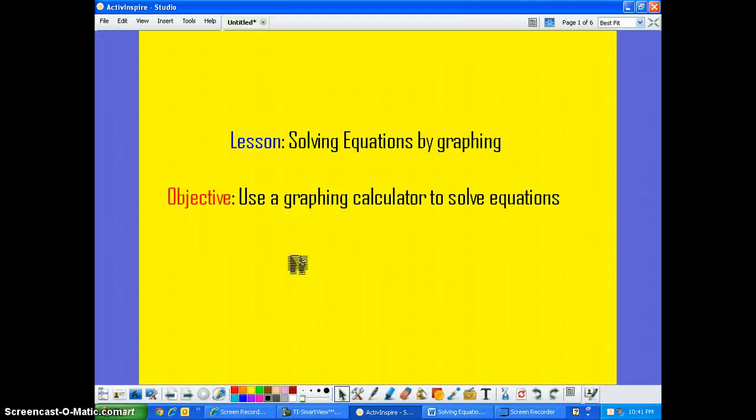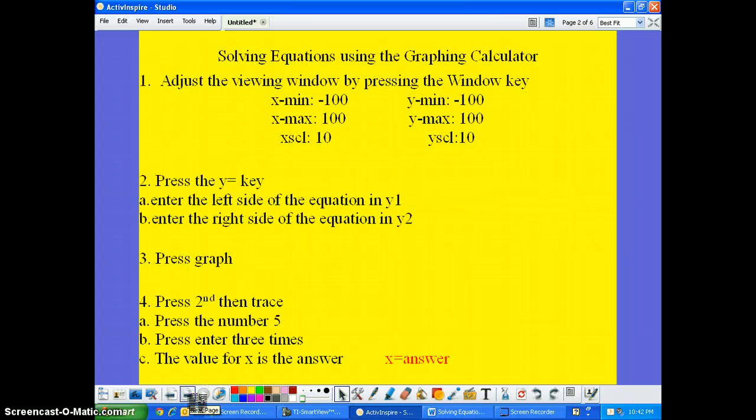Solving equations by graphing. This mini lesson will allow students to use technology to solve equations by graphing. So you will be able to use the graphing calculator to solve one-step, two-step, or multi-step equations. Solving equations using the graphing calculator.